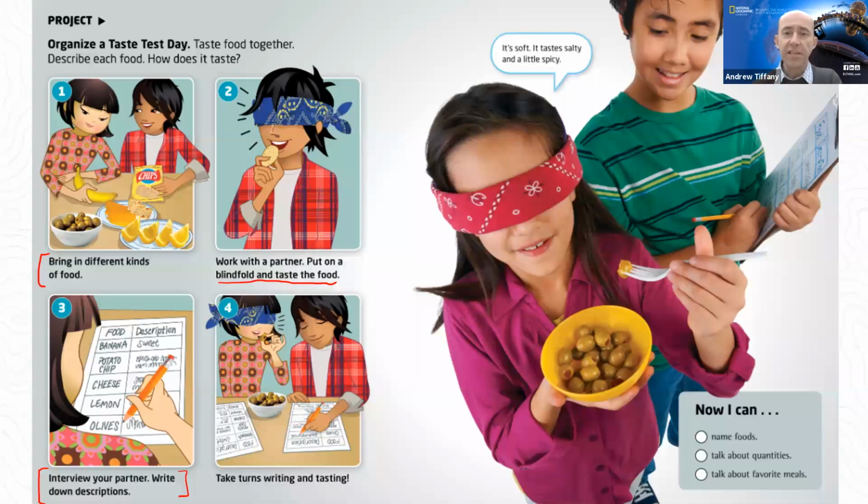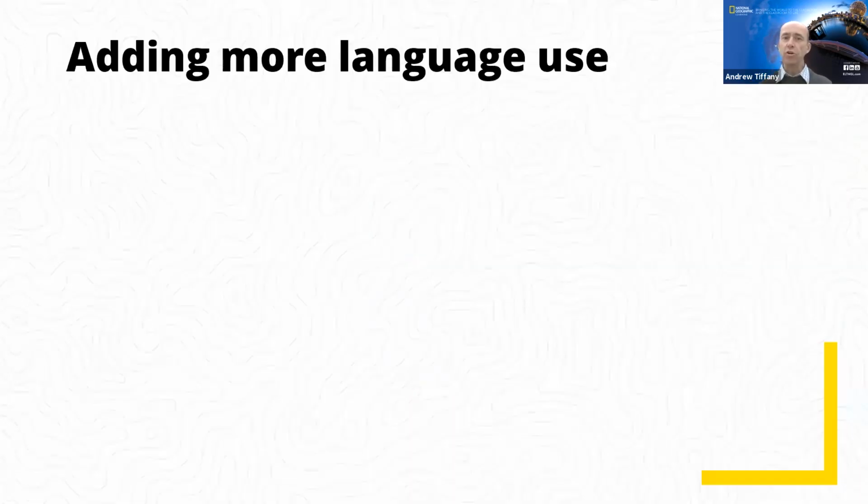Now, the question is, how can I add language to this? So let's think about what ways I can incorporate more language into this project. In the chat box, what ways can you think of to add more language to this particular project? Okay, expressing opinions, good one, right? So I like, I don't like. We can express an opinion: I love it, I hate it, right? We could introduce slang, okay. They describe the flavor, okay.